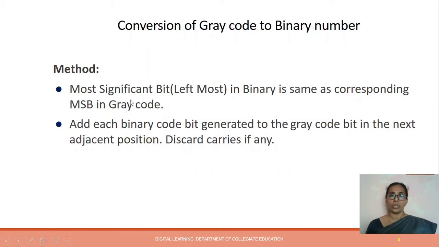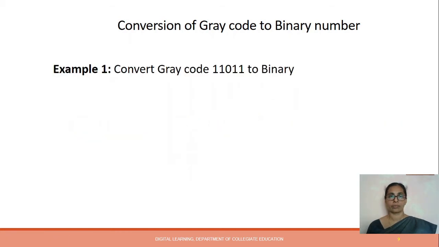Now let's see how to convert a gray code into binary. The rule is like this. The most significant bit in binary is the same as that of the gray code. Add each binary code bit generated to the gray code bit in the next adjacent position. While adding, if there are any carries, discard them. So now let's see with examples. Convert gray code 11011 to binary.